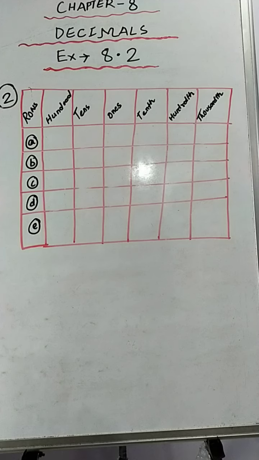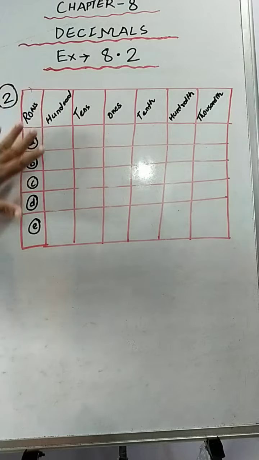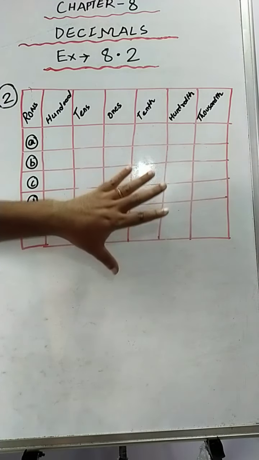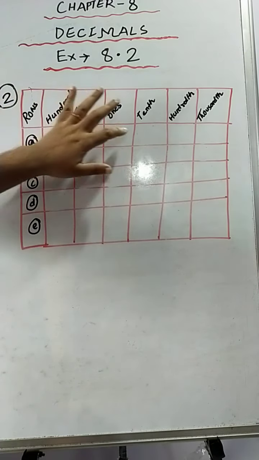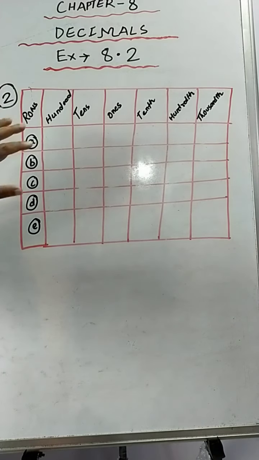Students, now in this session, I will explain question number 2, 3 and 4 of exercise 8.2, chapter 8, decimals. Now in question number 2, what you have to do is write the numbers. This box is already there in the book, and all the numbers are also printed. So we'll do them one by one.